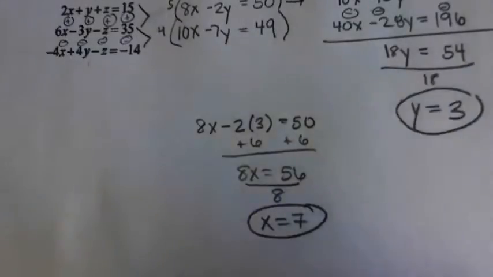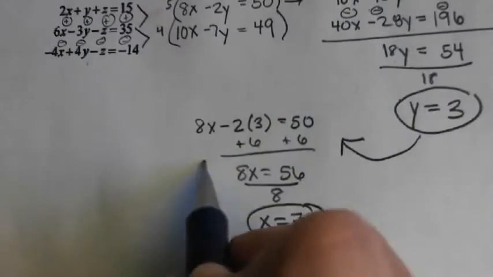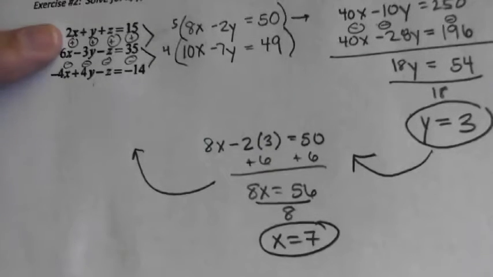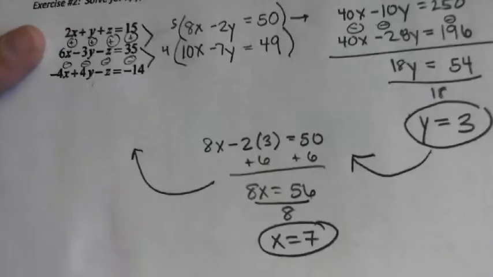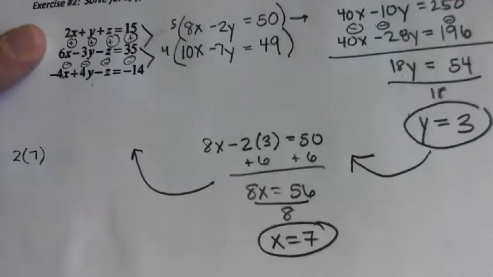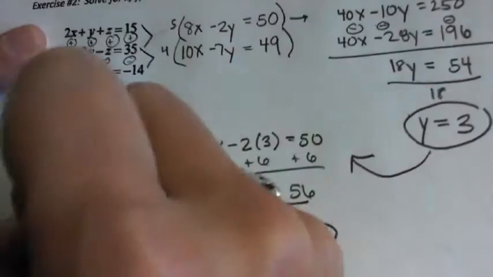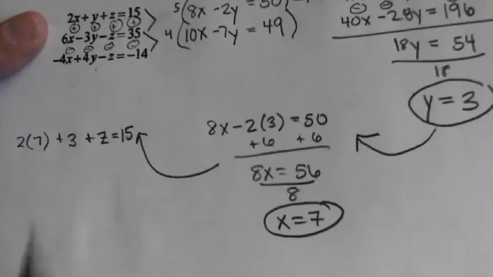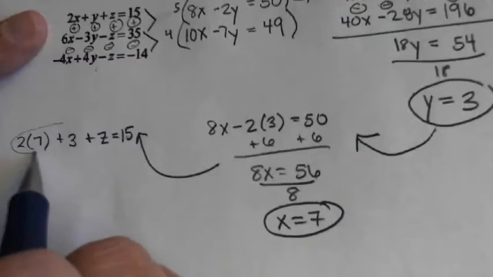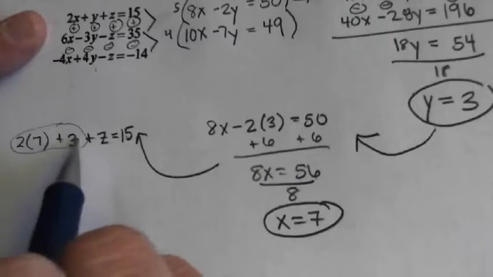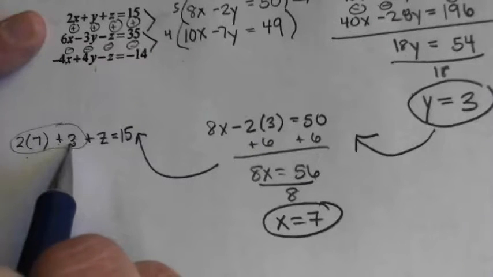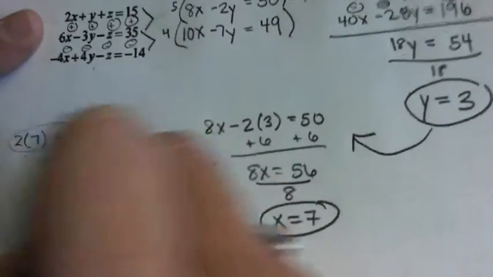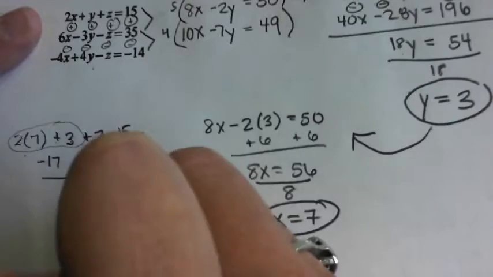And now I go back, domino effect, to the beginning. Either one of those initial 3, I'm going to pick the first equation just because I like the smaller 2. So 2 times my x of 7 plus my y of 3 plus my unknown z equals 15. So right now, what is all this? 14 plus 3 is 17. So I'm just going to subtract 17 from both sides, and z equals negative 2.